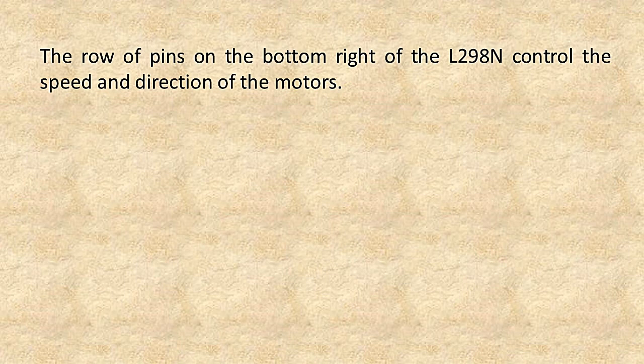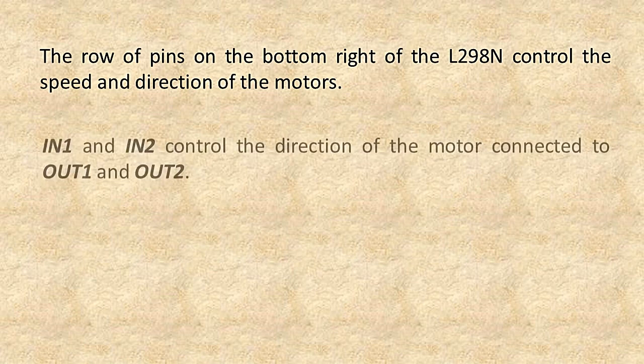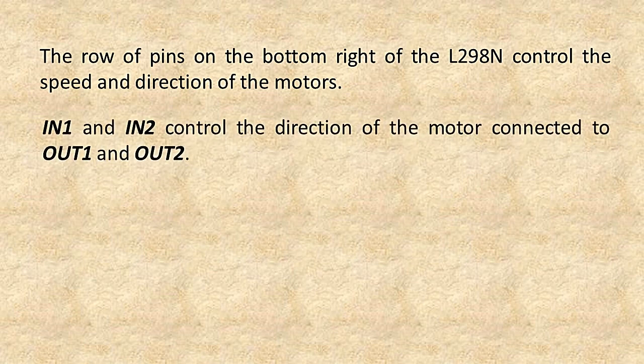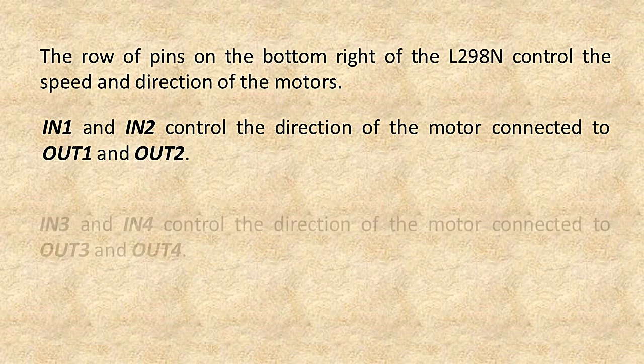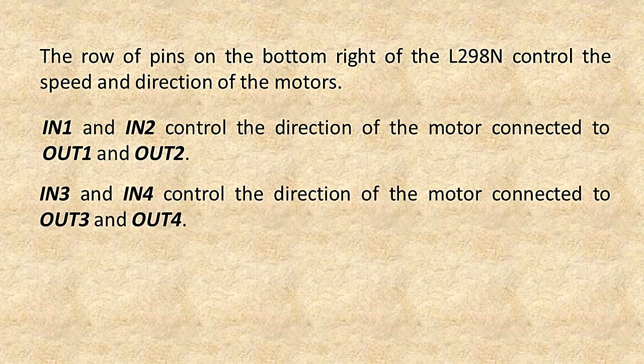The row of pins on the bottom right of the L298 control the speed and direction of the motors. IN1 and IN2 control the direction of the motor connected to OUT1 and OUT2. IN3 and IN4 control the direction of the motor connected to OUT3 and OUT4.